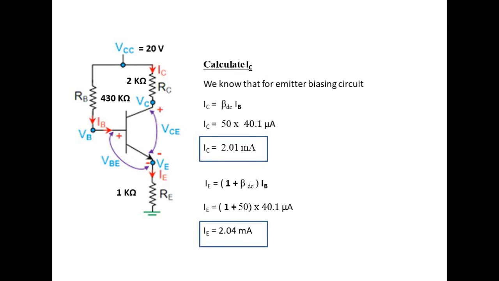Now we have to calculate the current IC. We know that IC equals beta DC times IB.